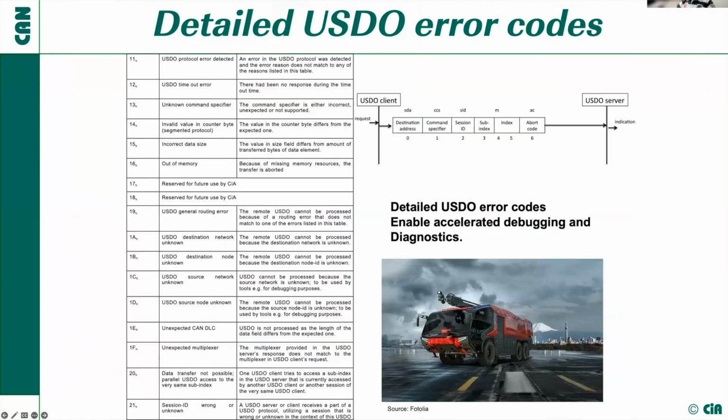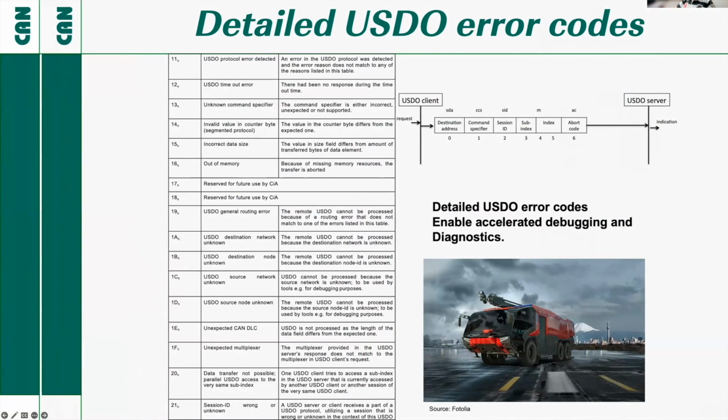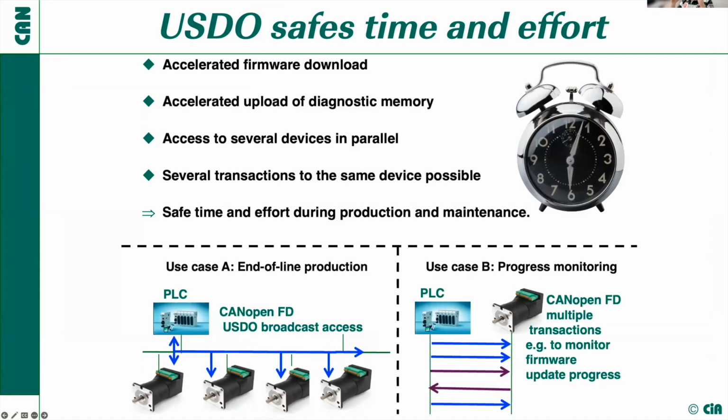So we also try to assist system designers by giving more detailed error information. This starts already with the USDOs. Why has a USDO access failed? It's not just a generic error, but we have detailed information so that a system designer has the possibility to say, okay, how to start the countermeasures. And from this, we see how we can benefit.